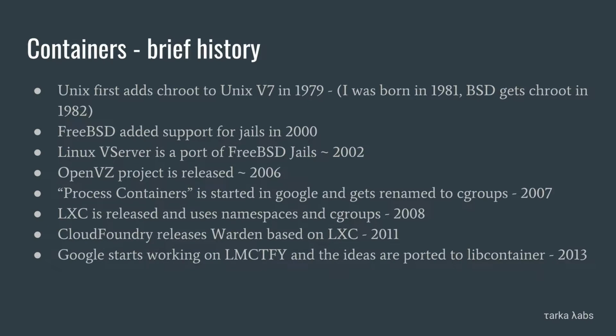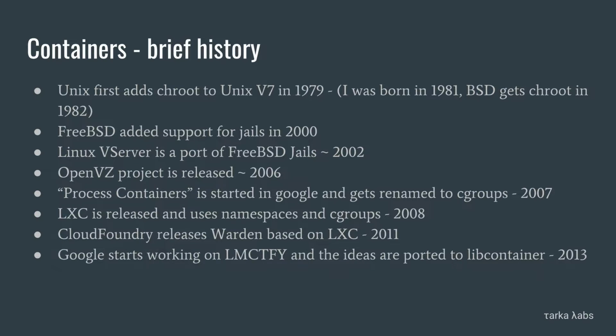And BSD gets it in 1982. If you know any of the history of Unix, they had two distributions. One was Unix as a commercial core, and the other one was BSD, which is done by the Berkeley guys. And what's running on my machine, which is a Mac, is essentially BSD. They forked BSD, and Mac is essentially Unix at this point. And FreeBSD was the open source version of BSD, and they added support for Jails in 2000.